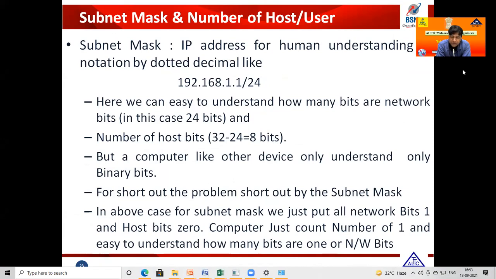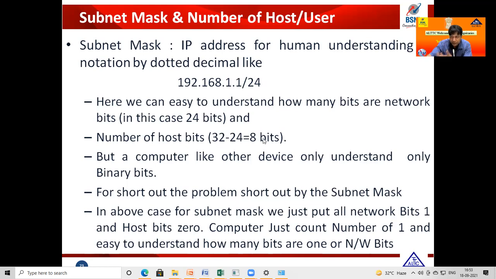Subnet mask: in a very simple manner, the IP address for human understanding is written in dotted decimal notation, definitely 192.168.1.1/24, because we never write an IP address in binary form, but actually these are all binary. So here we can easily understand how many bits are network bits, that means the fixed bits. From the left hand side, 24 bits are fixed. Okay. And the number of customer bits, total 32 bits.